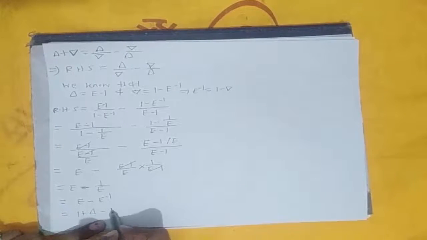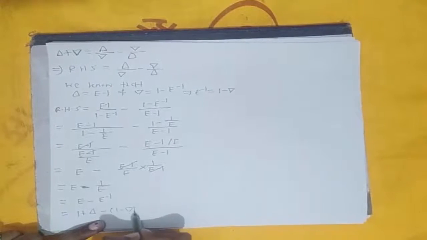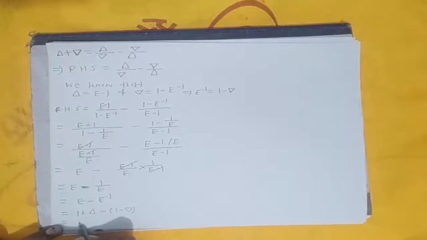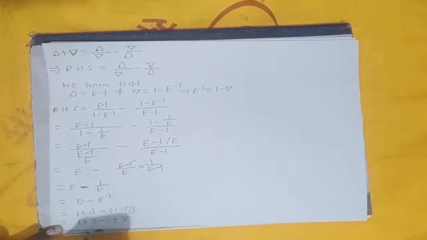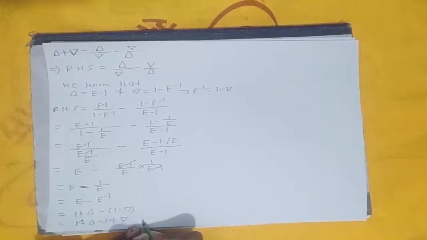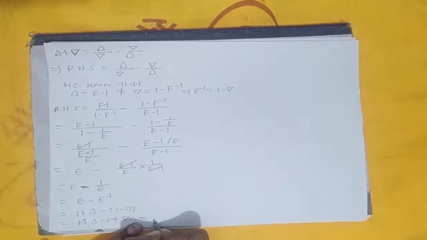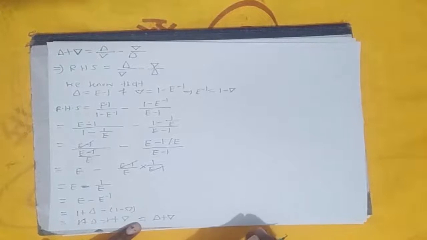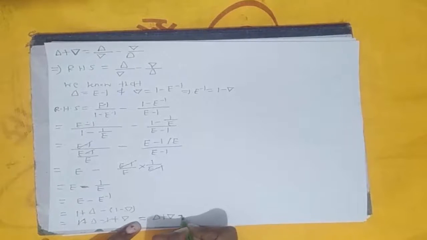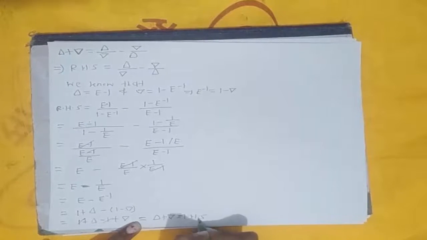So we get here in bracket 1 minus del, then this is equal to 1 plus delta minus 1, minus minus becomes plus del. So this plus 1 minus 1 gets cancelled and we get delta plus del, that is equal to the LHS of the given equation.